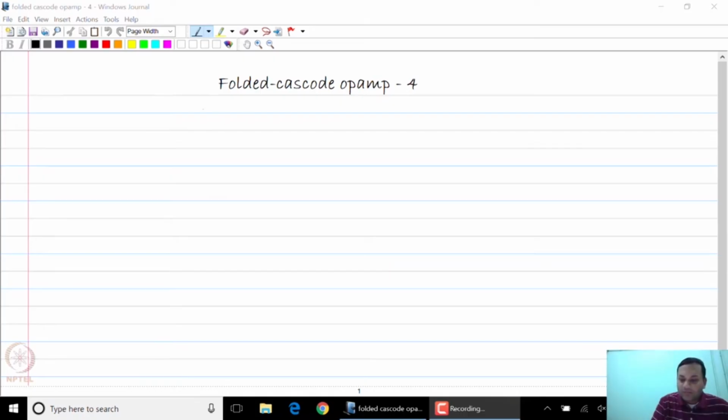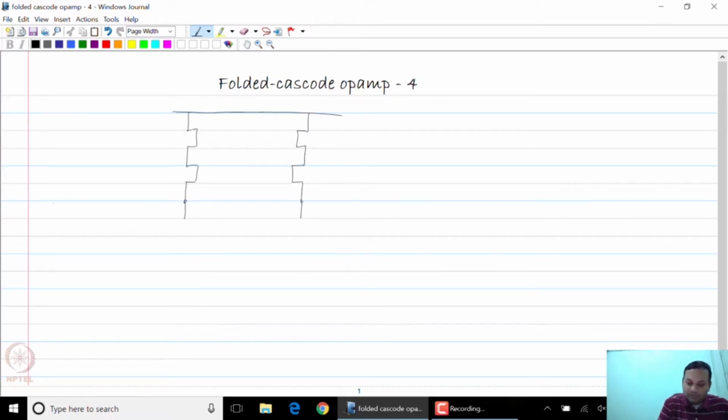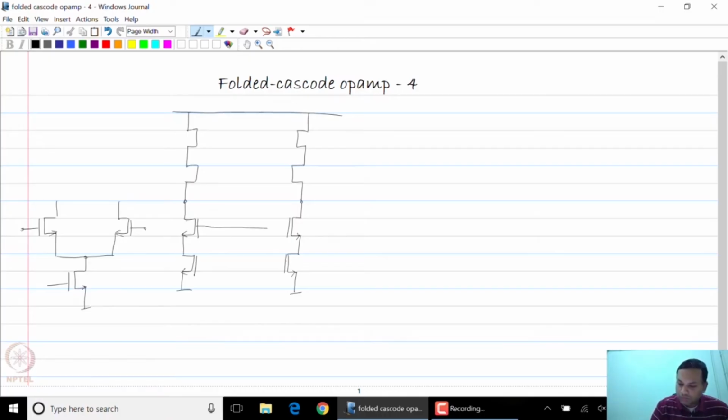The folded cascode op-amp that we'll draw is an NMOS input pair folded cascode op-amp. We will assume this has the high swing cascode on the NMOS side.